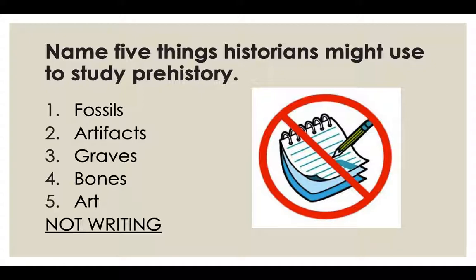Name 5 things historians might use to study prehistory. So I listed fossils, artifacts, graves, bones, and art. But the thing I really need you to remember is prehistory means it's the time before there is writing. So anything with writing on it would not be from prehistory. That would be just from history. So for this particular question on the test, it's going to ask you which of the following would not have been used to study prehistory. So you're going to want to pick the one that has writing, because that wouldn't have existed in prehistory.